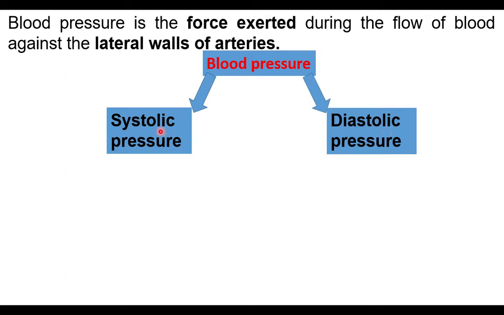The blood pressure value we measure at the time of contraction of heart, that is systolic pressure. When the heart relaxes, we measure a blood pressure. That is diastolic pressure. So blood pressure has two values.